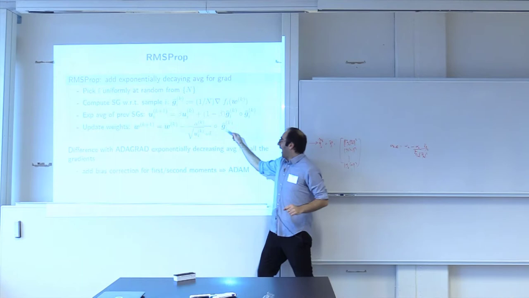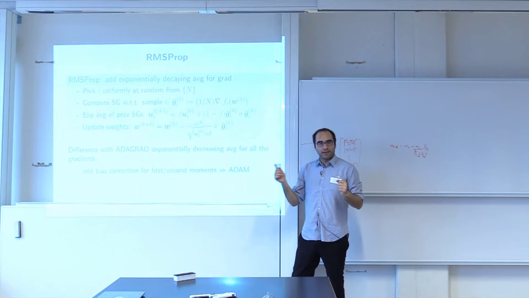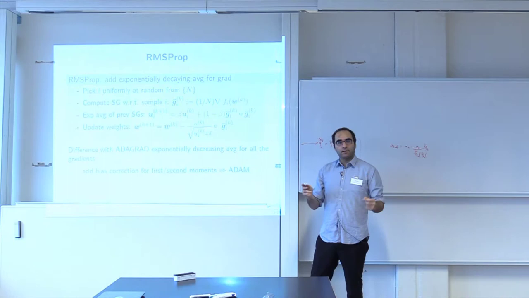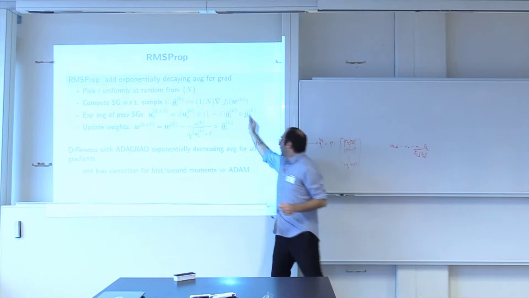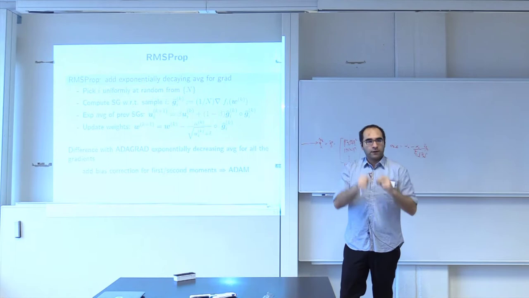So basically, beta, remember, is a number that is smaller than one. So what you are doing is taking an exponentially decaying weight on g_ik. This sequence u_ik becomes an exponentially weighted sum of these guys. And remember that this is just a vector that has the squared norms of each entry, where each entry is the squared norm of the individual one.